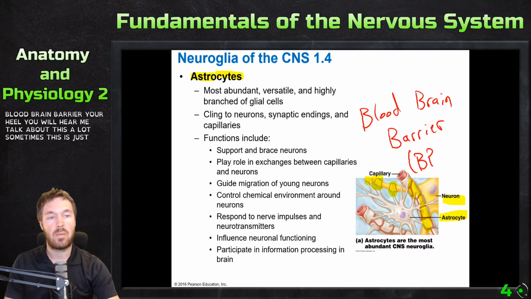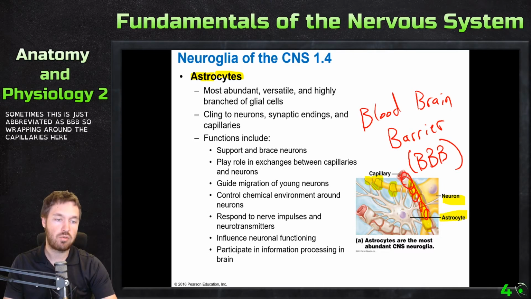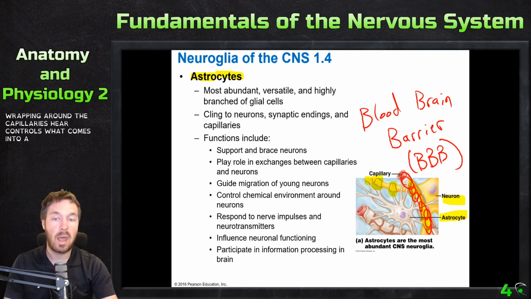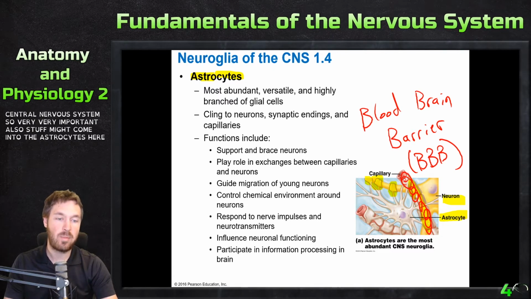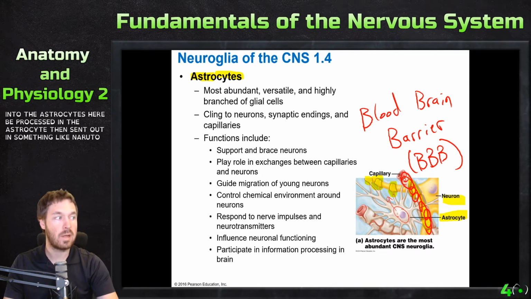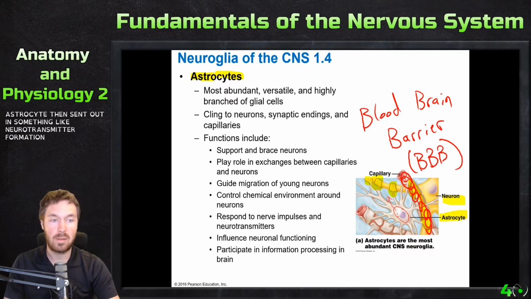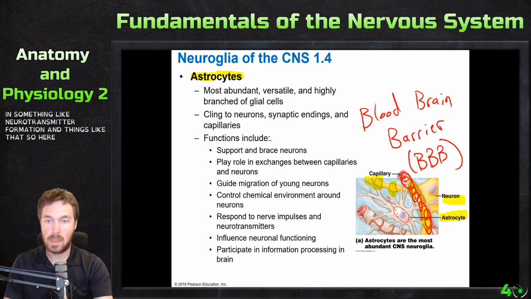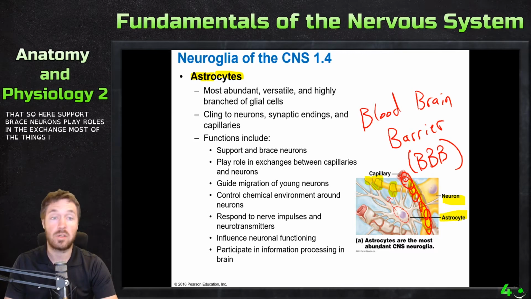Sometimes this is just abbreviated as BBB. So wrapping around the capillaries here controls what comes into and out of the central nervous system. So very, very important. Also, stuff might come into the astrocytes here, be processed in the astrocyte, then sent out in something like neurotransmitter formation and things like that. So here, they support and brace neurons and play roles in the exchange. Most of the things I just talked about. A lot of the functions here are guided by astrocytes.